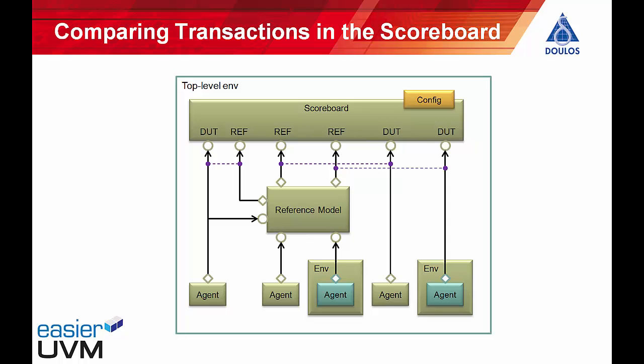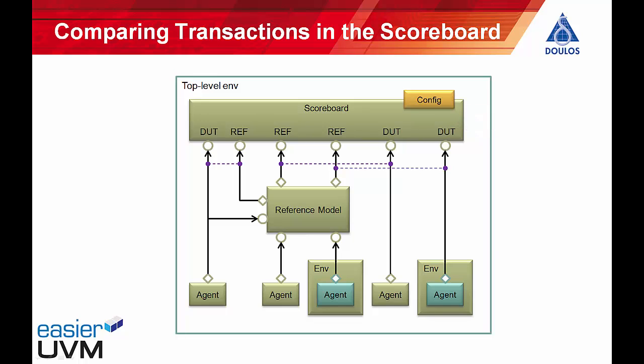Now compare. The typical use case for calling the compare method of a transaction is to compare two transactions within a scoreboard. So we typically compare the actual transaction that came from the design under test with an expected transaction that came from a reference model. So this is the sort of structure that you get out from the Easier UVM code generator. The code generator will instantiate all of the code you can see here for you. The reference model you would have to provide yourself, and for the scoreboard in Easier UVM we simply make use of the SystemVerilog UVM scoreboard, so that's what's being instantiated here.